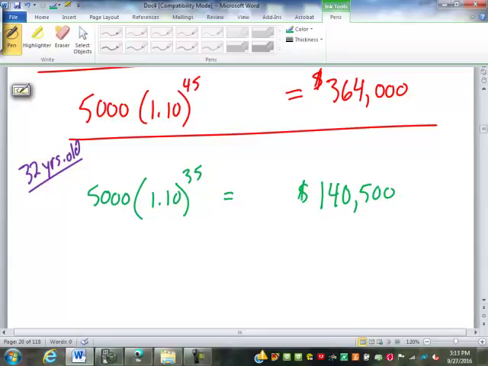Less than half. You're almost down to a third of what you had. That 10 years cost you almost two-thirds. Now let's say you really screw up. Now, I'm not saying screw up.